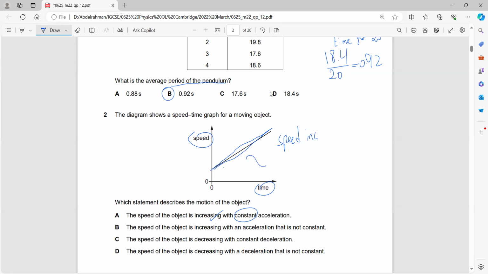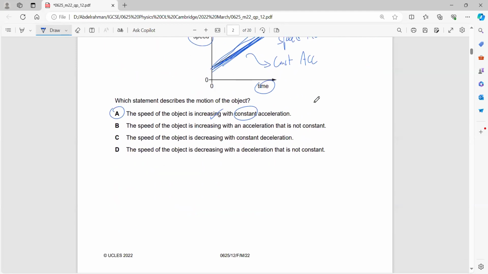Why is this a constant acceleration? Constant acceleration, since we have a constant slope. We have a constant gradient. Constant slope or constant gradient. For constant slope or constant gradient, we have a constant acceleration. Okay.